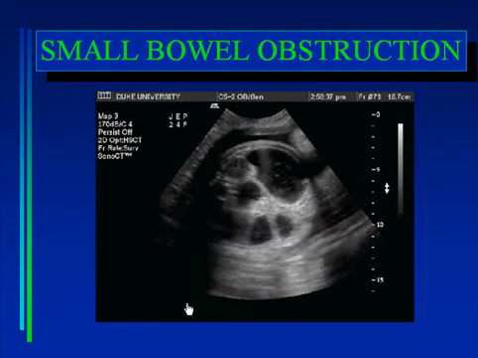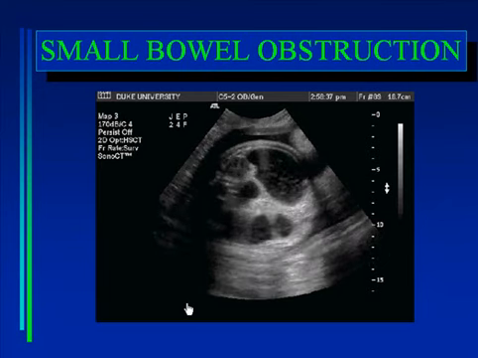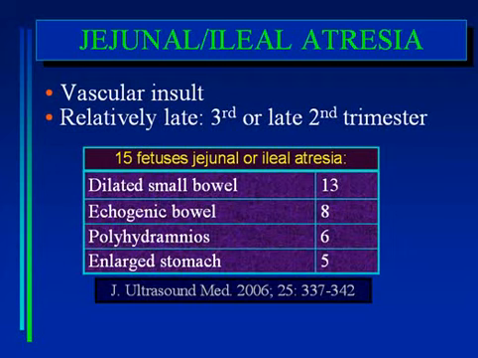In the setting of small bowel obstruction, oftentimes you will see very active peristalsis within the obstructed loops, as we see here. Jejunal and ileal atresia are thought to be due to a vascular insult, and as such, unlike duodenal atresia, which is not due to a vascular insult, they occur relatively late in pregnancy. Typically, the ultrasound findings are first identified in the 3rd trimester or late in the 2nd trimester.